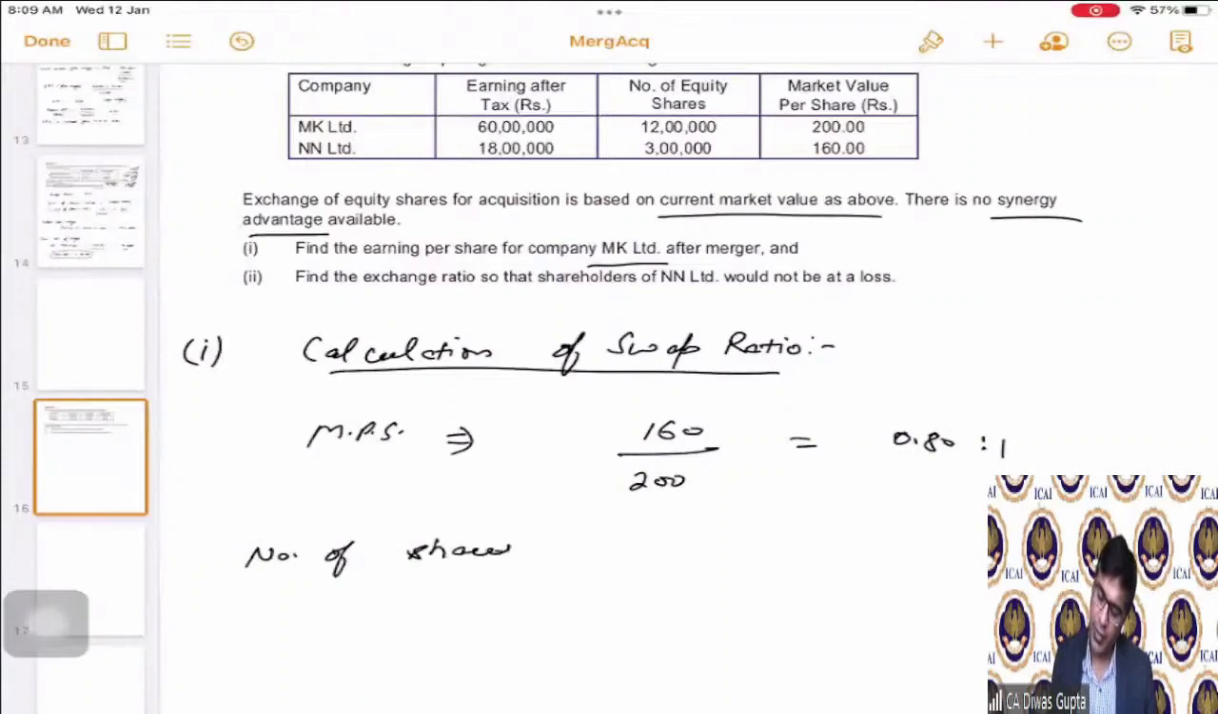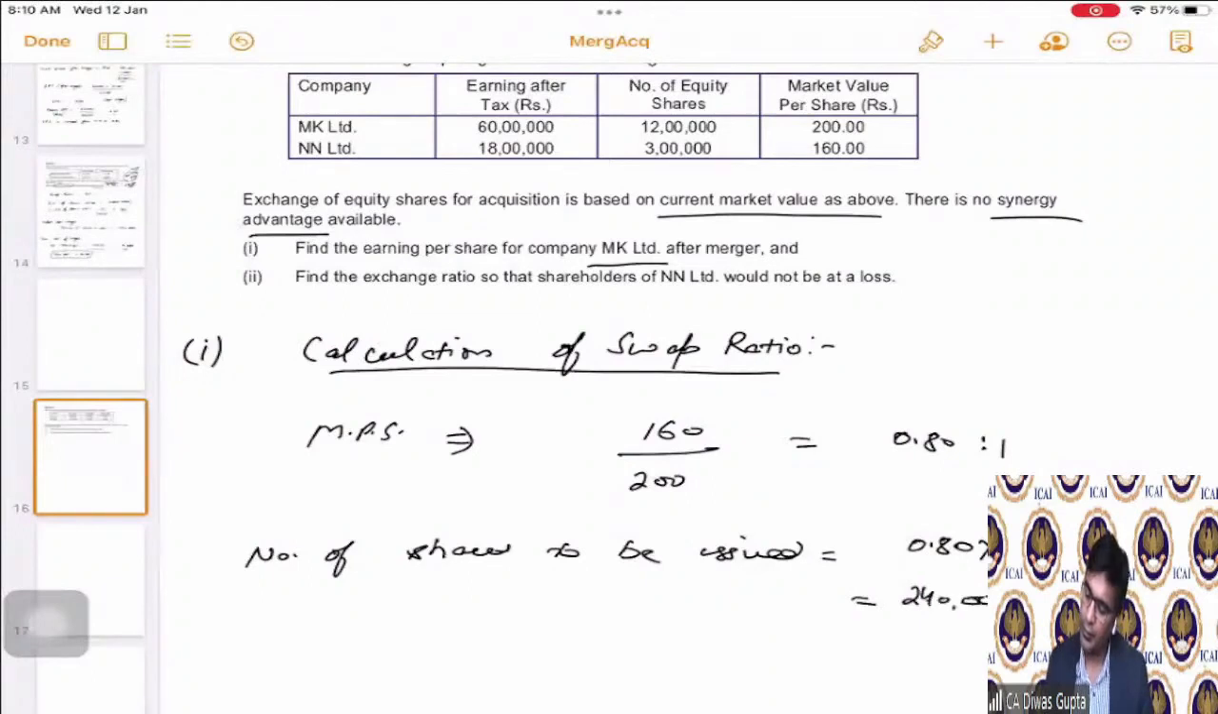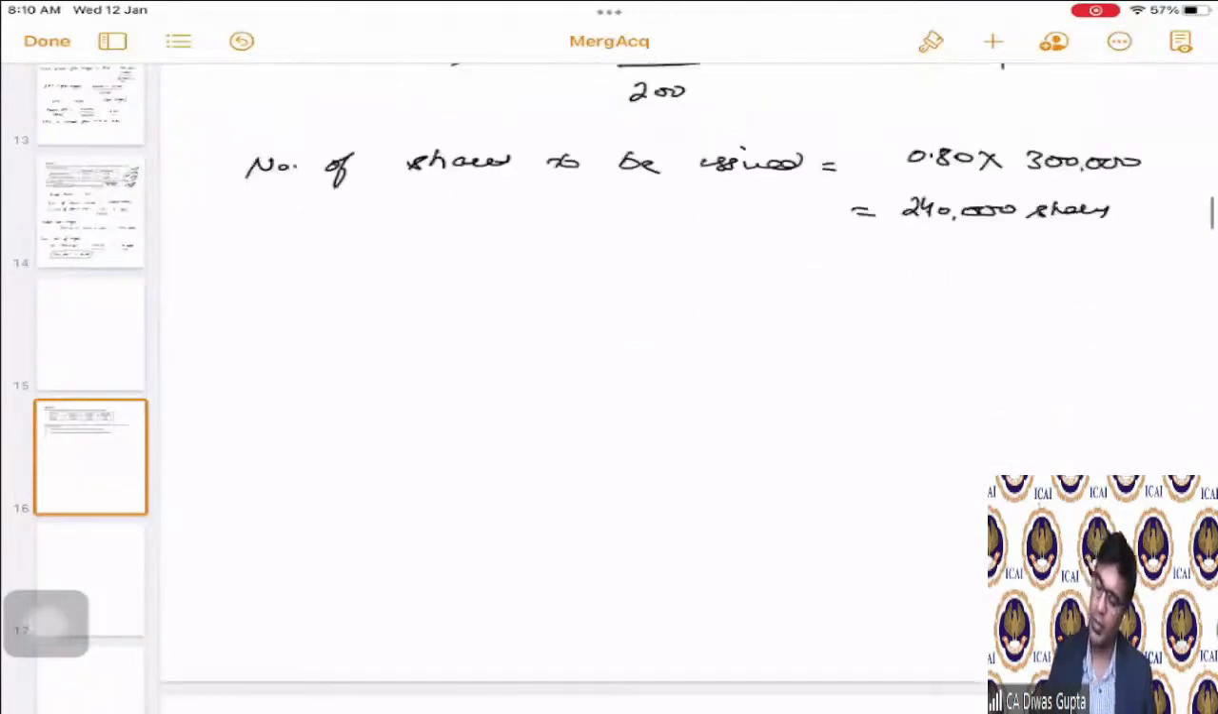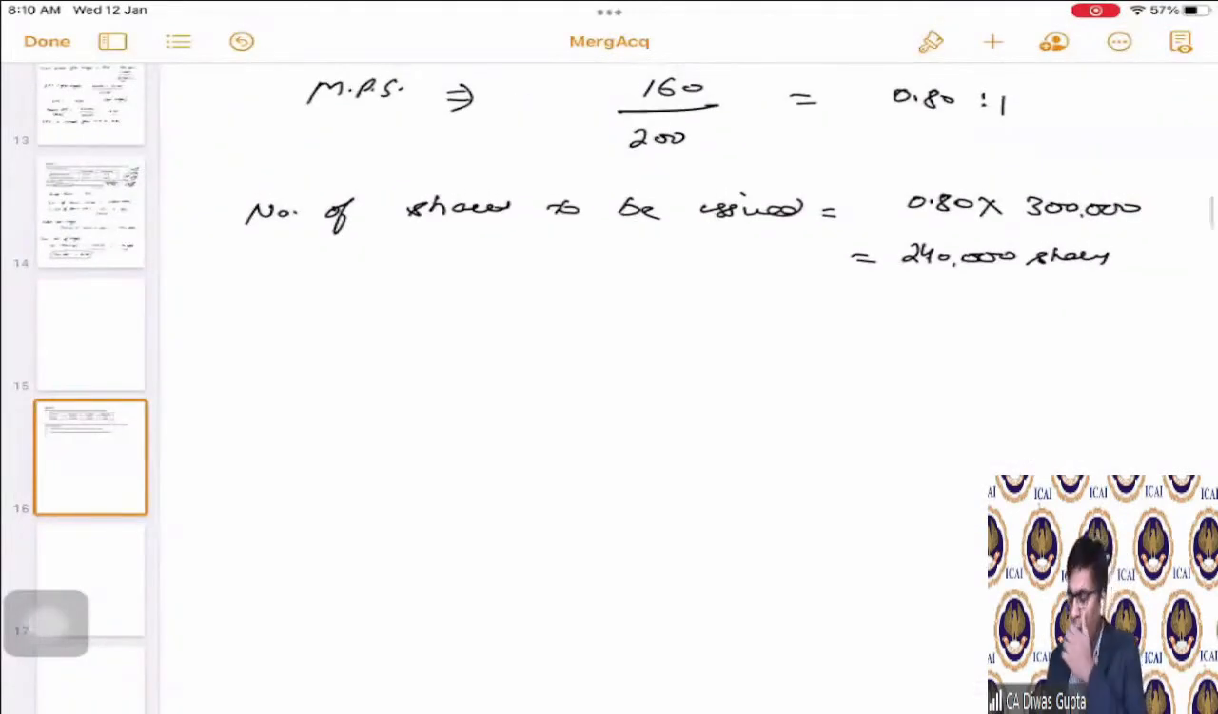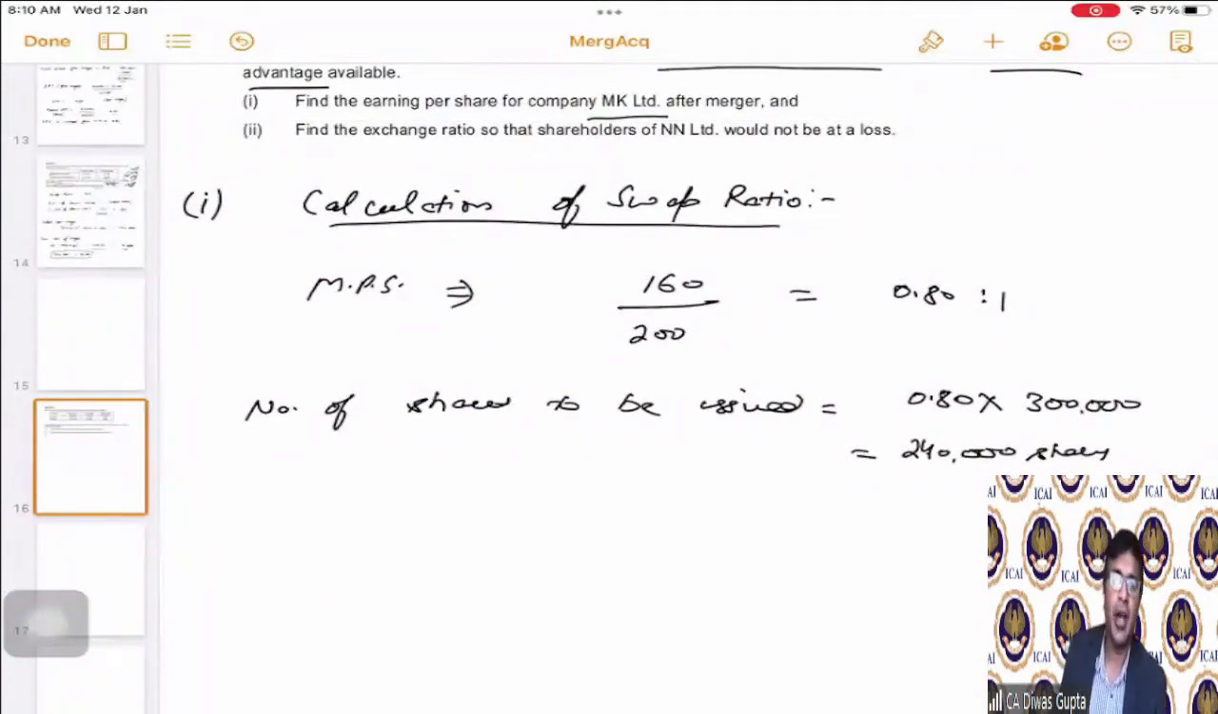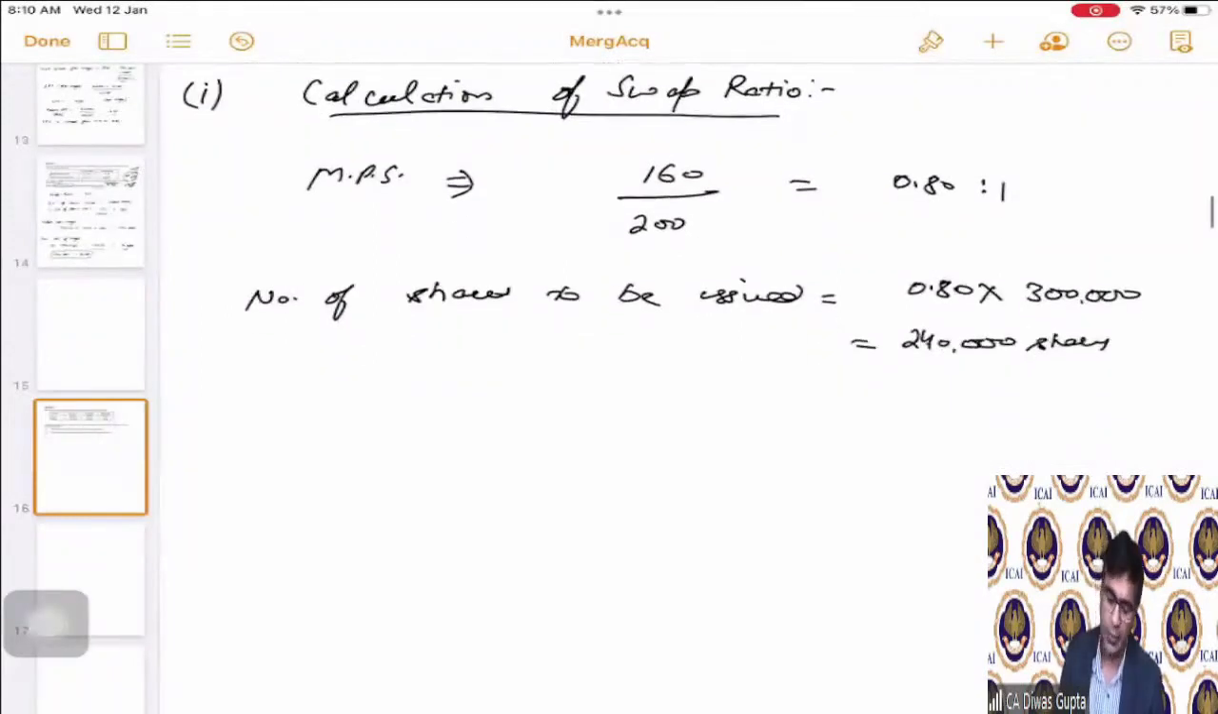The number of shares to be issued is equal to 0.80 multiplied by 3 lakh, which is equal to 2,40,000 shares. So 2,40,000 shares are to be issued to the equity shareholders of NN Limited. Correct? We have calculated the swap ratio and the total number of shares to be issued.